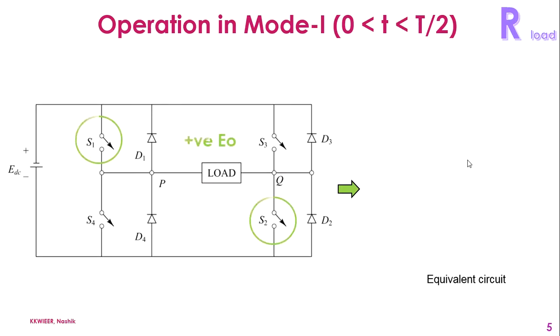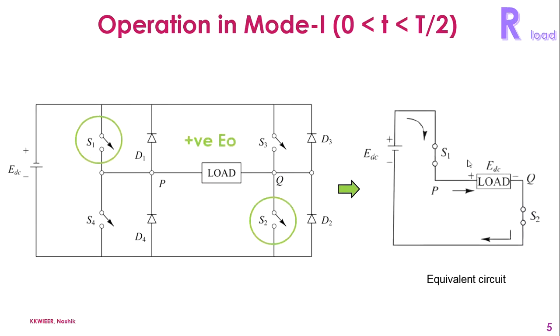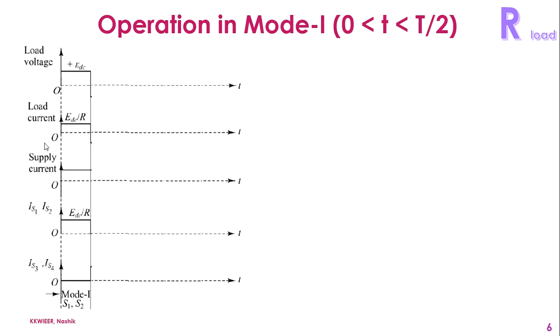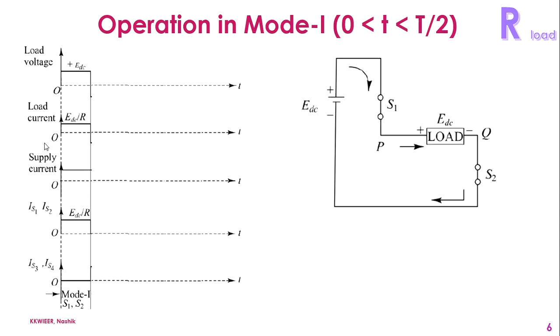So we will see the first operation mode, that is when S1 and S2 are turned on and the voltage across the load is positive. So this is the equivalent circuit. If you imagine S1 is closed and S2 is closed, and these two are open, that means the equivalent circuit will be like this. The same is drawn over here. Now we will see the voltage and current waveforms for it.